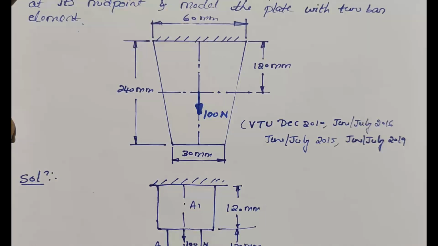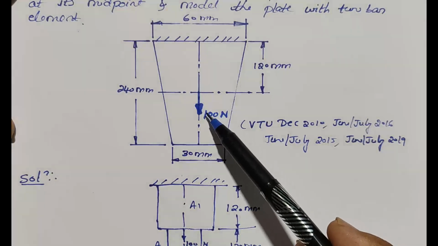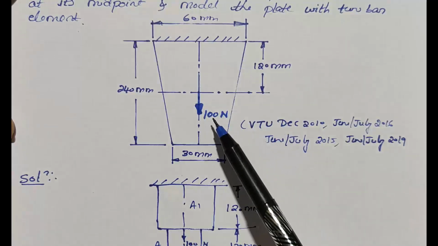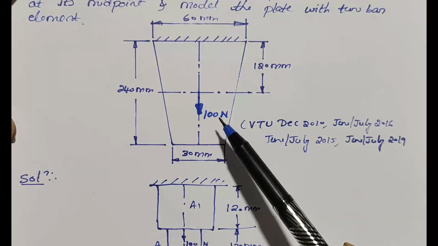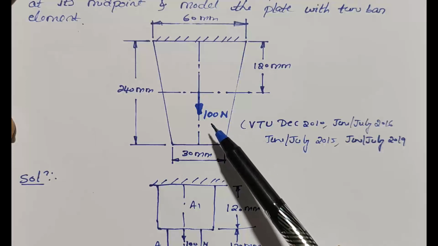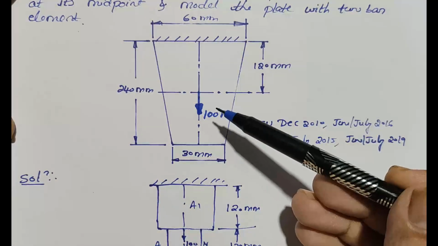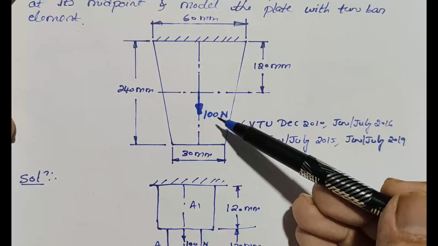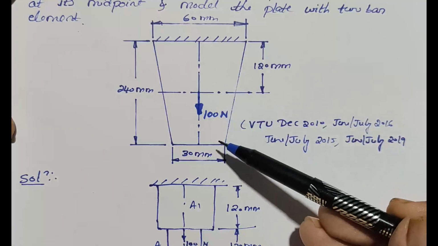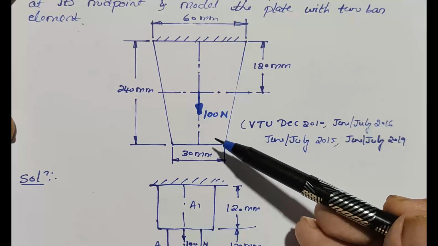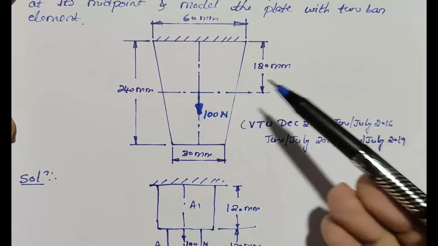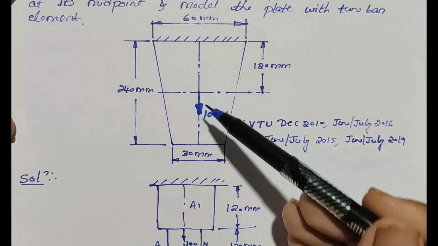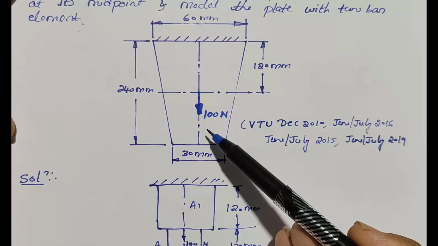Suppose in this problem, if this 100 Newton is acting upward, then we have to take that load as minus, because the weight density or the body force always acts towards gravity, means it always acts downward. Here in this problem, this 100 Newton is also acting downward. That's why in the force vector we have added this 100 to that body force vector. Suppose if this 100 Newton is acting upward, then you have to take this as minus sign, minus 100.